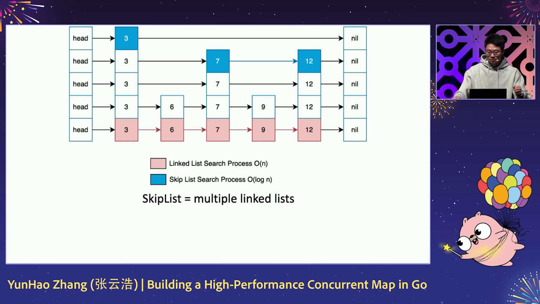For example, with the linked list, if we need to find item 12, we need to traverse from 3 to 12, like 3, 6, 7, 9, and then to 12, taking a total of 4 steps. With the skip list, we only need 2 steps, from 3 to 7 and then to 12.